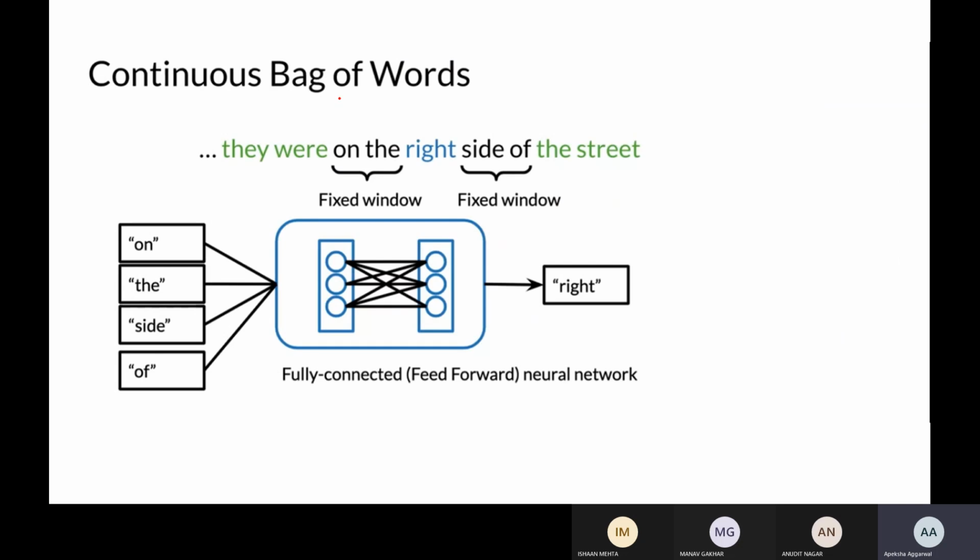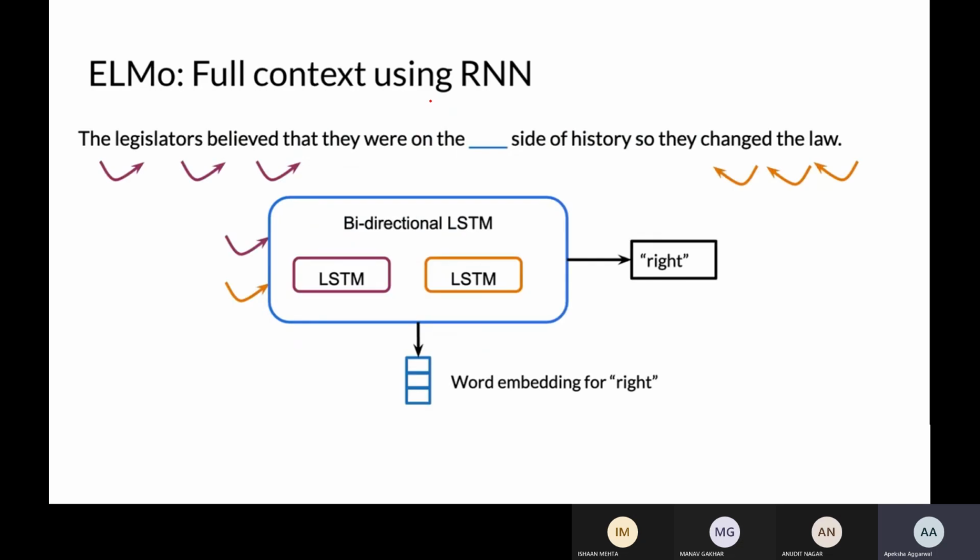Now let's see. So the first approach was continuous bag of words. In this, suppose this was the word I want to talk about, and the left context and right context, these two contexts are taken while training for this word. But the disadvantage of this was that it has a fixed window, so we don't know how much context from the left and how much context from the right should be taken for training on this particular word. Suppose, side of the street, so I want to take this much context for this word. So this was the issue with continuous bag of words.